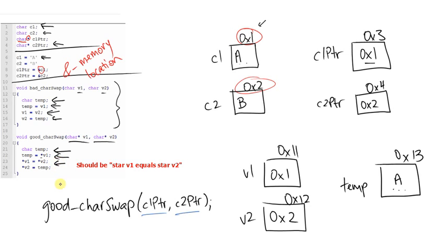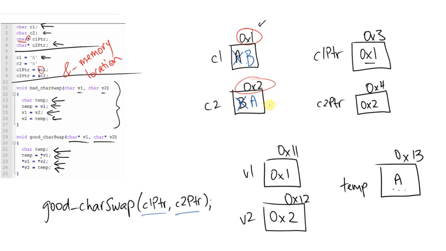So then when we say star V2 equals star V1, the value where V1 points to, 0x1, gets set to the value where V2 points to, 0x2. So this ends up getting the value of B. And then going on to the last line here, the value of where V2 points to, 0x2, gets set to the value of temp. The value of temp is A, so this gets set to A.